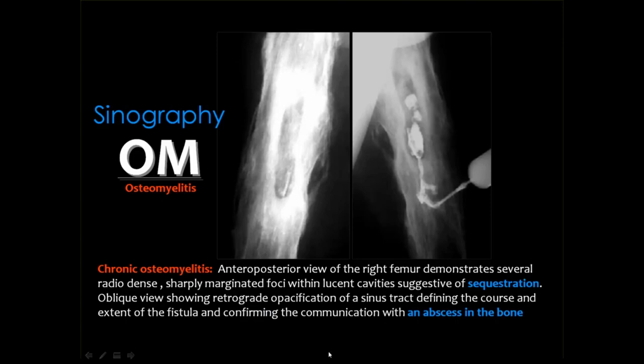Then in cases of chronic osteomyelitis, you get this appearance, you see some holes in the bones, or let's say cavities, and these cavities may contain sclerotic bone fragments, which represent the dead bone or the sequestra, and these cavities may be communicating to the outside through openings, and these openings are known as cloaca.